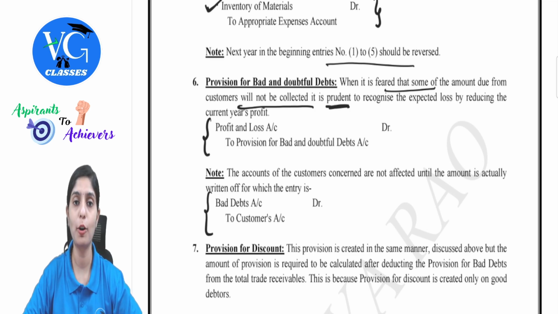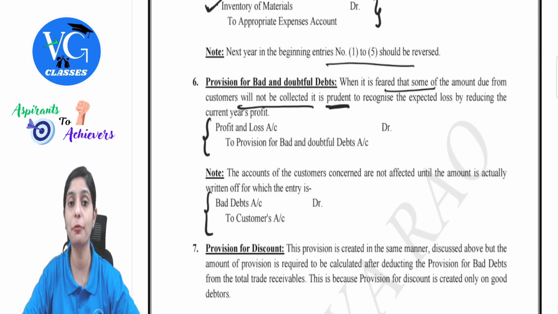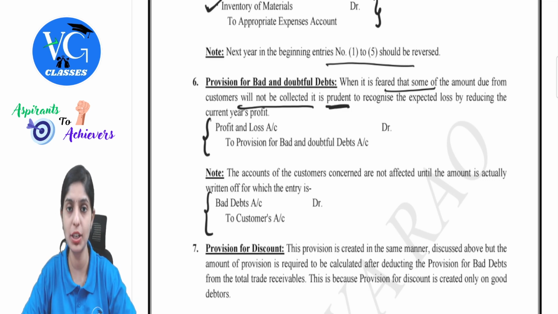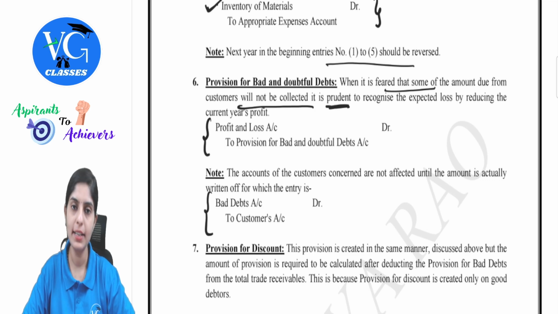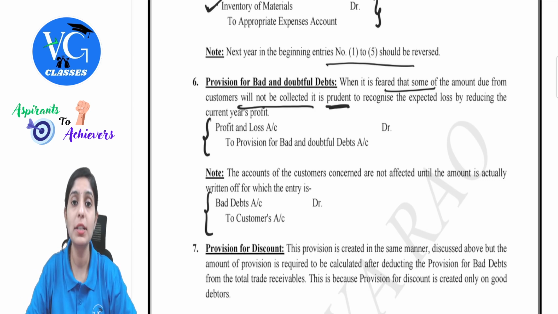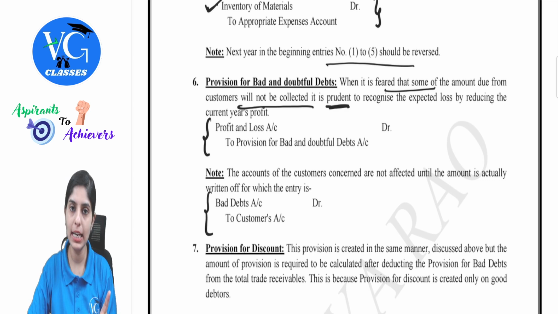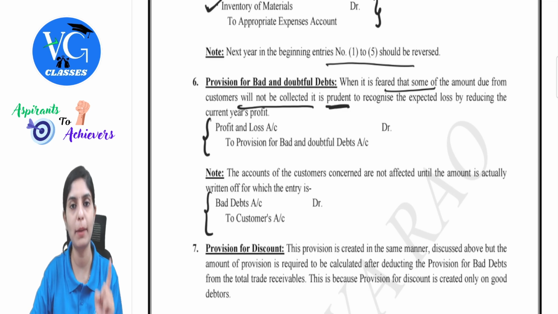With respect to this provision and bad debts, there could be different treatments where the question demands with respect to debtors calculation. So let me give you a few examples here. See, bad debts and provision. You have to first figure out whether it is appearing in the trial balance or in the adjustments. First, let's understand this one by one.